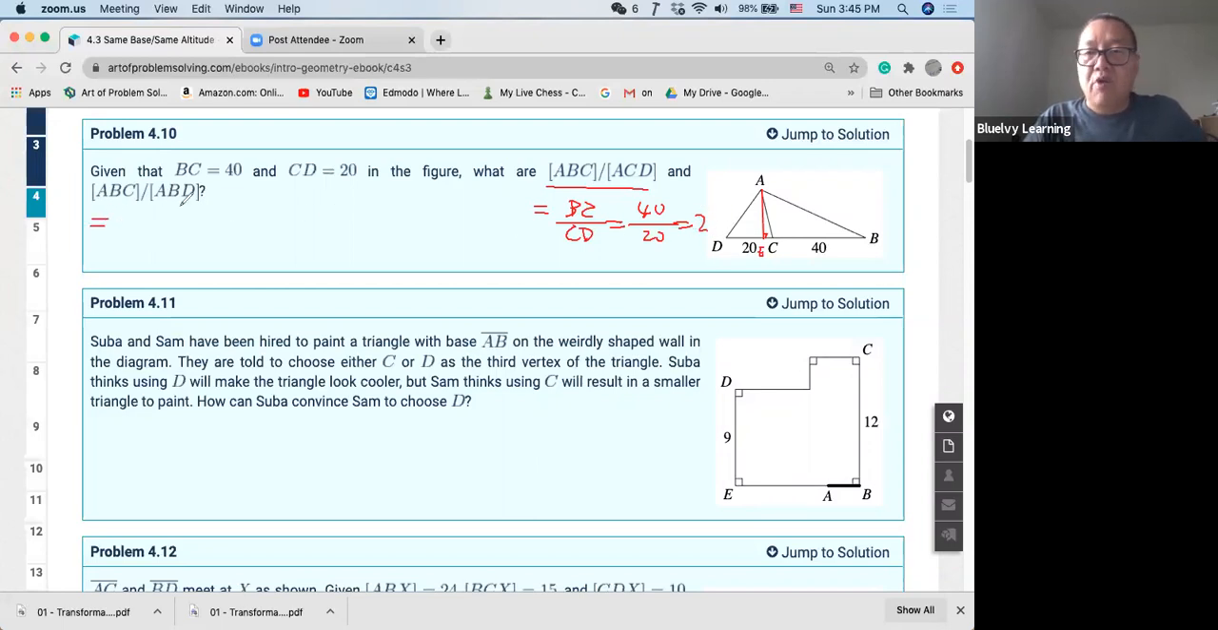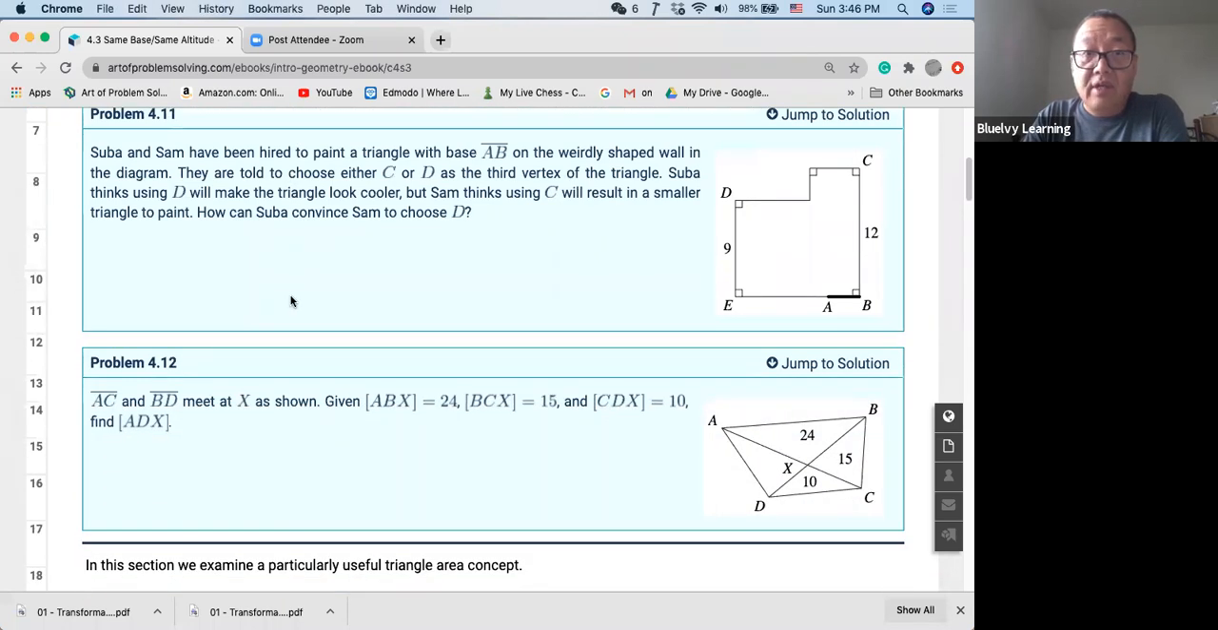Then this one, ABC. You consider triangle ABC and triangle ABD. They also have the same altitude, so you can just use the ratio of their bases, BC over BD. BC is 40, BD is 60. So you got this ratio equals 2 over 3. Okay, so this one is what we get.